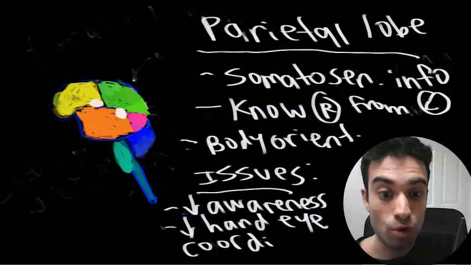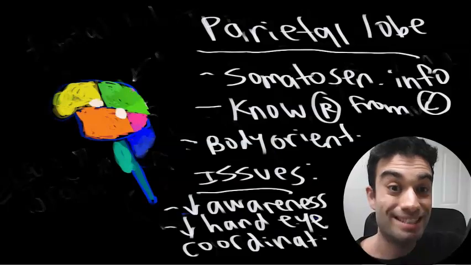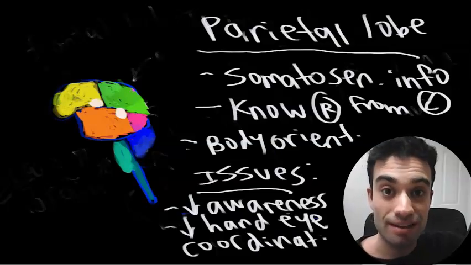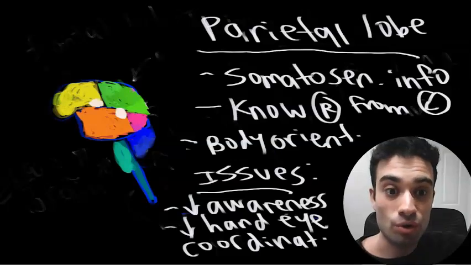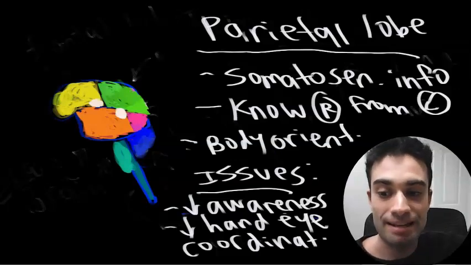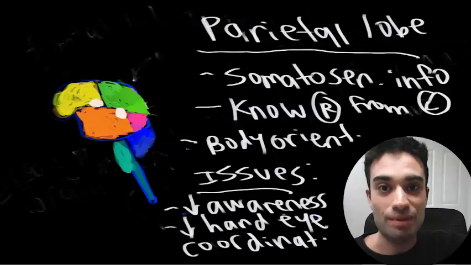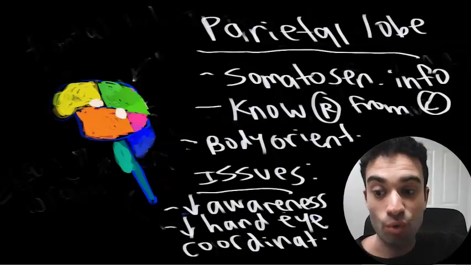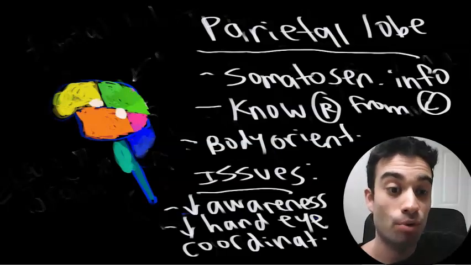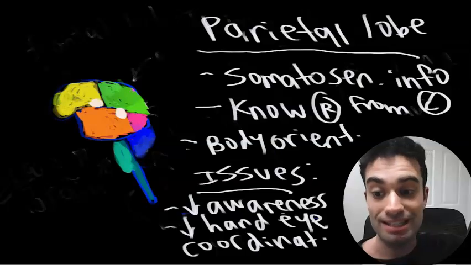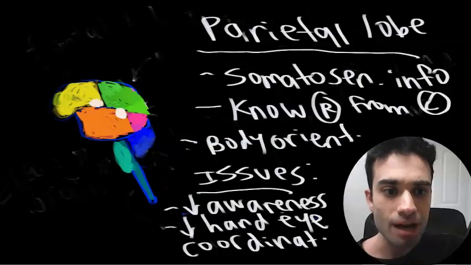Again, the parietal lobe is very important for receiving all the non-special sensory information, and also to know where you are in space, to know right from left, to know your positioning in space and your body orientation. So it's a very important structure, especially when we think about things like proprioception.